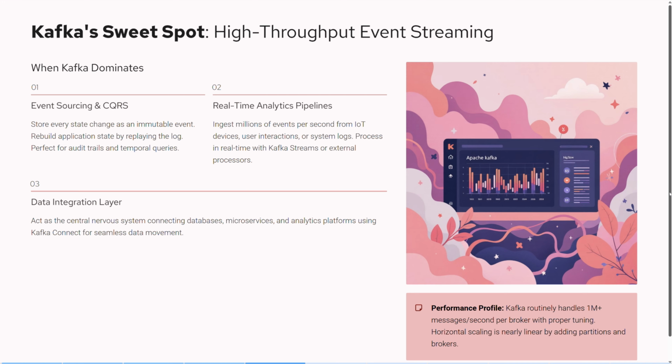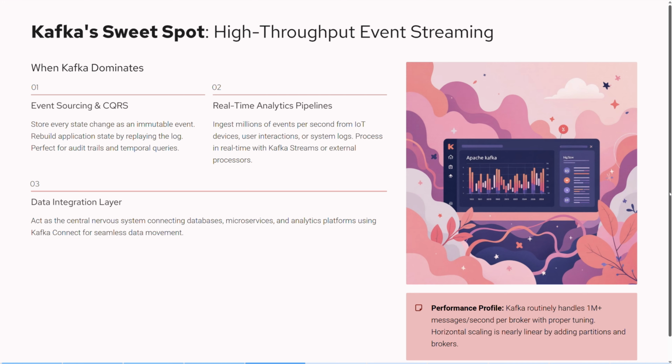Kafka truly shines in high-throughput event streaming scenarios. One major use case is event sourcing and CQRS, where every state change in the system is stored as an immutable event. Instead of just storing the current state of an entity, you can replay the event log to reconstruct state at any point in time. For example, in a financial system, you can replay account events to understand exactly how a balance changed over time, which is invaluable for audits and compliance.